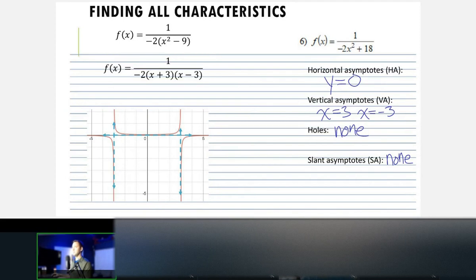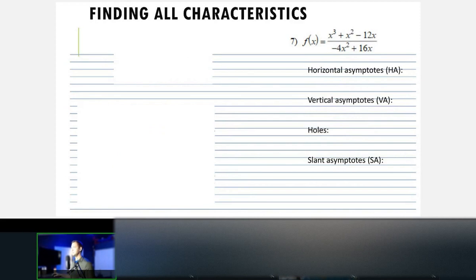But I did show the factoring. So you factor, you should have got that, right? You pull out a -2, we get x squared minus 9 inside, a difference of two squares: x plus 3, x minus 3.